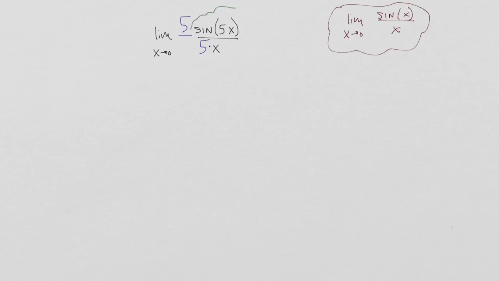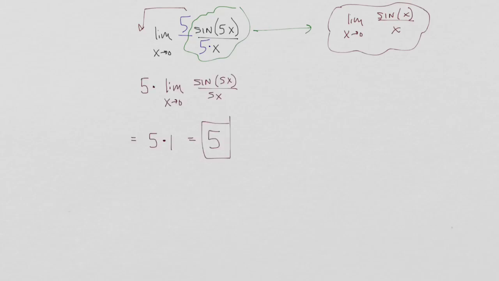So now this portion is looking just like this. If we go ahead and pull this 5 out front, using our constant rule as our property of limits, we will be in pretty good shape. So the value of our limit is equal to 5.